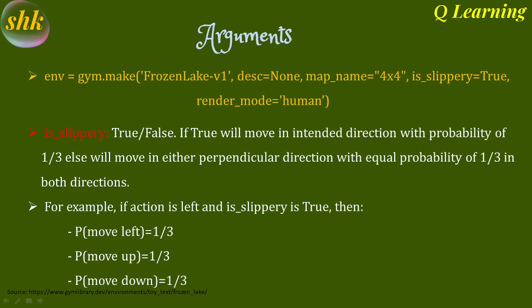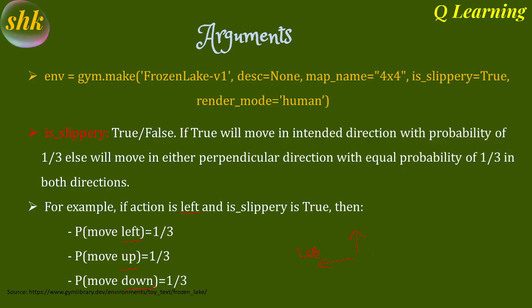If true, then the agent moves in the intended direction with a probability of 1/3, else it moves in either perpendicular direction with an equal probability of 1/3 in both directions. Let us consider that the action is left and slippery is true. Our intended action is left because slippery is selected. The agent may move towards left, up and downward directions. So as per our action, the agent has to move to the left side.